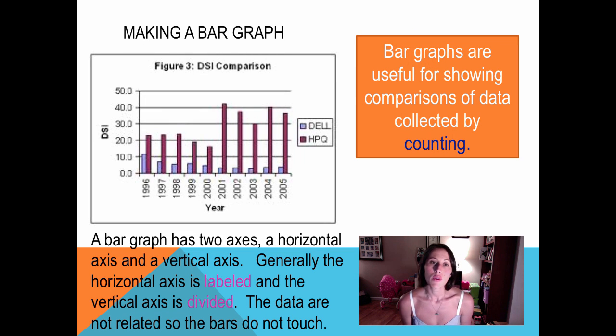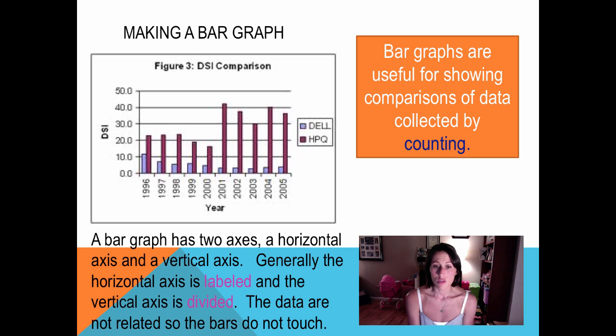All right. So now we're going to talk about a bar graph, how you make a bar graph. We read one, now I want you to make one. If you notice up here, it says bar graphs are useful for showing comparisons of data collected by counting. So a lot of times you're still talking about the quantity of things, but you're looking at comparisons. So in this graph, it's talking about comparisons over different years, and it's comparing DELs versus HPQs, okay?